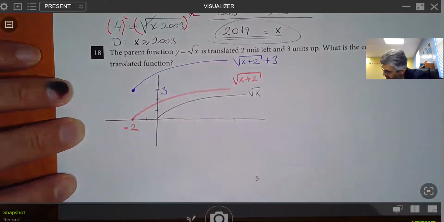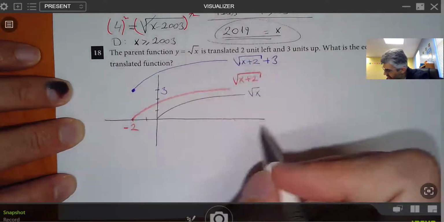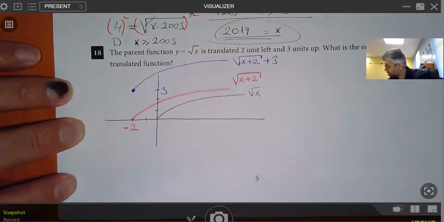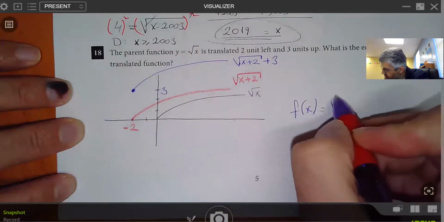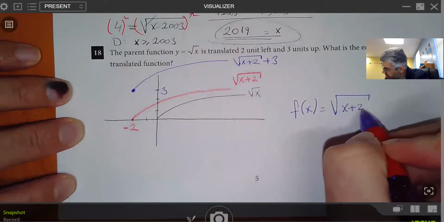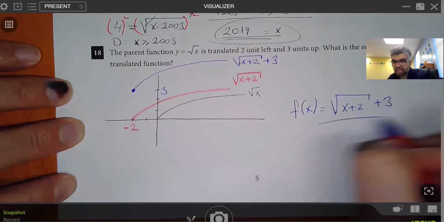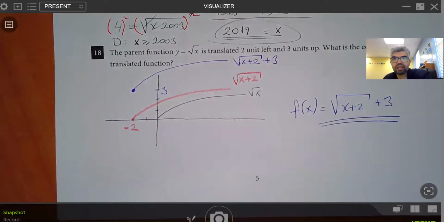So what is the equation of the translated function? The new function is the square root of x plus 2, plus 3. And this is the final answer. Any questions?